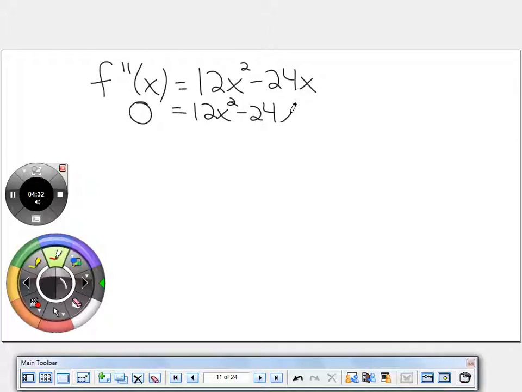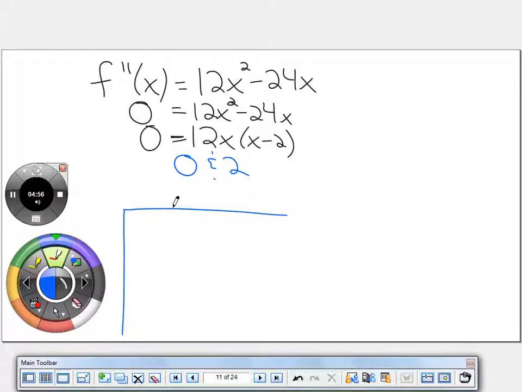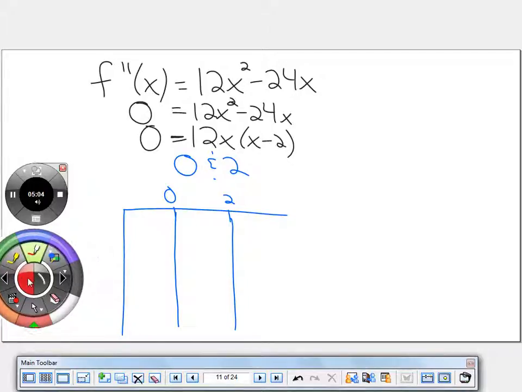So we set it equal to 0. We factor it. So we take out a 12 and an x. That leaves us with x minus 2. So we can tell those key numbers. I'll go ahead and call them critical numbers. So we got 0 and 2. That sets up your sign chart, your intervals. So we have 0 here, we have 2 here. Probably don't need my sign chart to be that big. That's all right. And I put my factors here so I can determine the intervals of concavity.